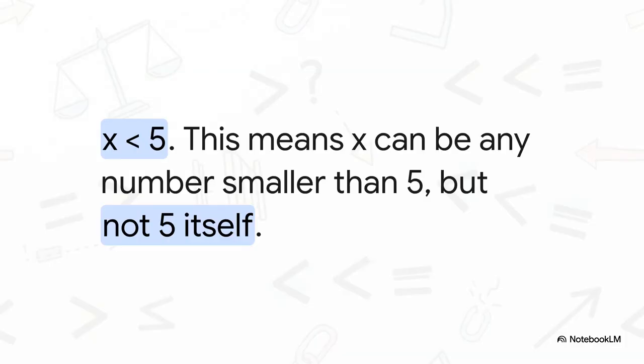So did you get it? The answer is x is less than 5. We used the less than symbol. Now this is super important. This means x can be any number that's smaller than 5. It could be 4, it could be 3, 0, even negative numbers. But it cannot be exactly 5. If we wanted to include 5, we would need that little line underneath.